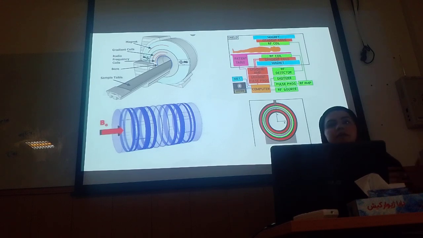In the MRI, we have magnetic field interaction. There is an interaction between our body and the externally applied magnetic field. Using this process, we can have an image in MRI.